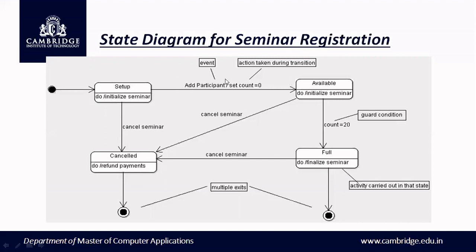Similarly, for every other state we have activities identified. For the setup state we have initialize seminar, which means the different variables we are using are initialized with values. Similarly, in the available state we also have initialize seminar, and once all the registrations are complete, it is in the finalized seminar. These are the activities carried out in each particular state. So that is about your seminar registration state diagram.